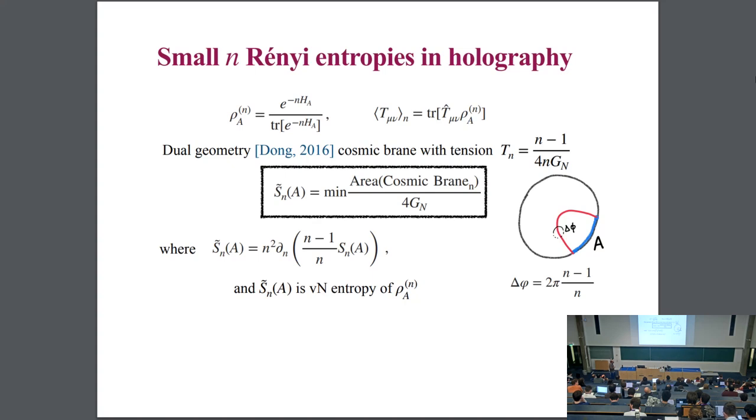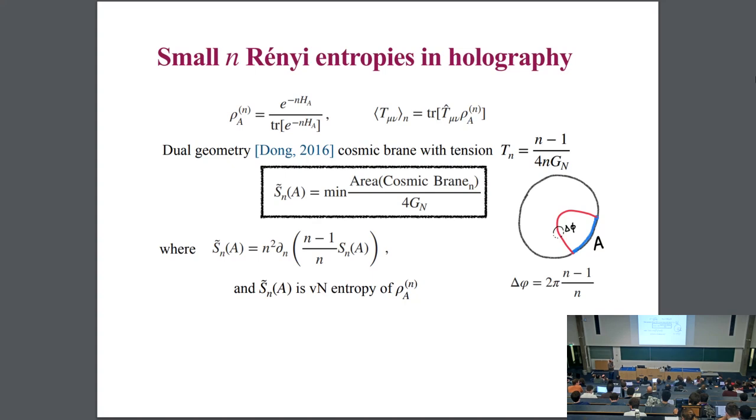Now let me just tell you that Dong gives us a prescription for the twiddle Rényi entropy, which is actually just some combination that you can obtain from the Rényi entropy. But the interesting thing is that this twiddle quantity is actually the one which is associated to the von Neumann entropy of the state rho to the n. So this guy that I wrote here, the entropy of that state is the twiddle S_n.